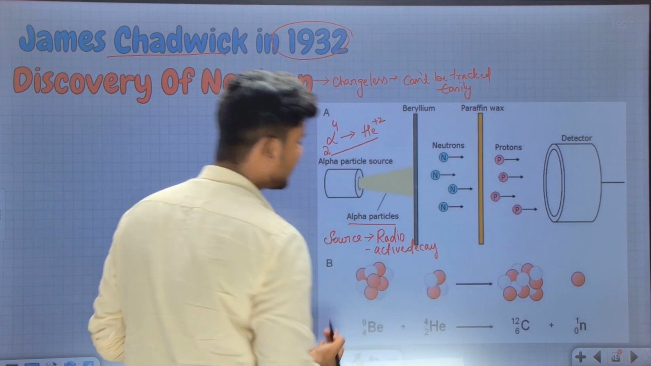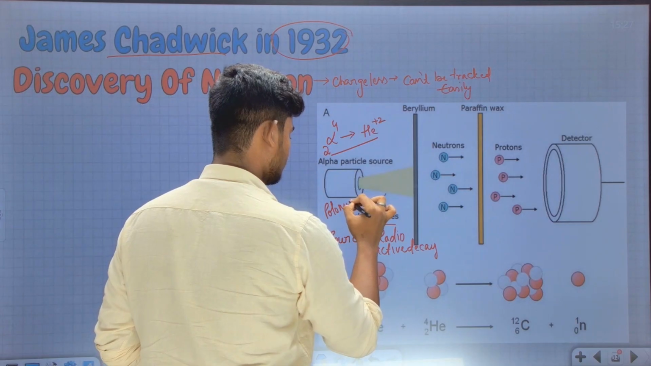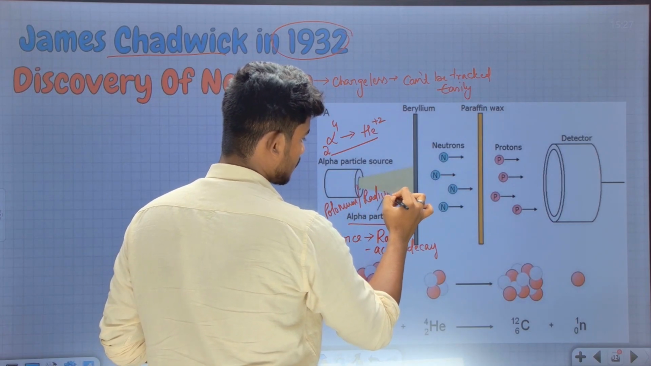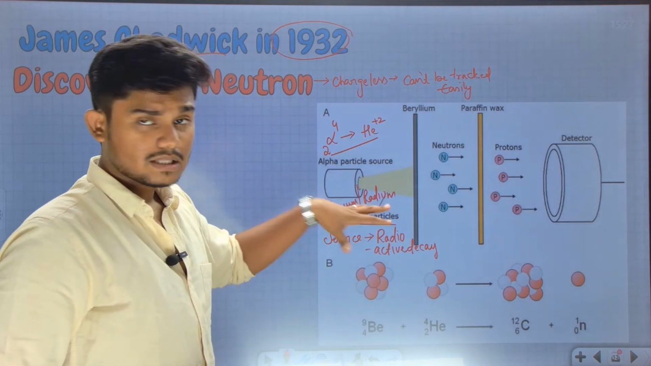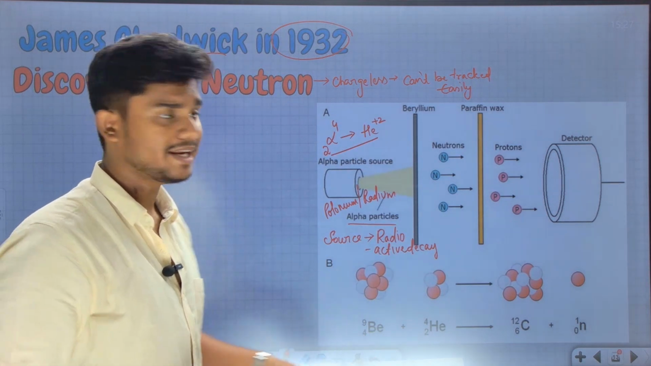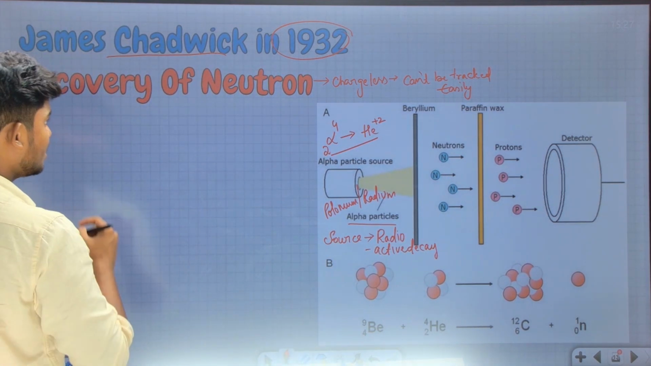And this radioactive decay can be seen in elements like polonium or radium. So when Chadwick bombarded alpha particles onto a thin sheet of beryllium, a reaction happened, and that reaction is termed a nuclear reaction.